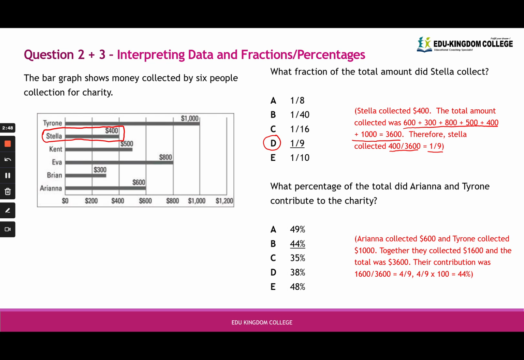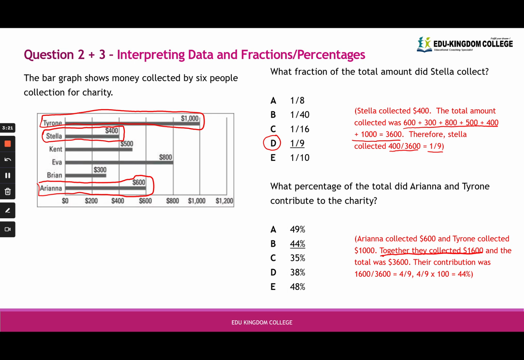Now, in the next question, it says, what percentage of the total did Ariana and Tyrone contribute to the charity? Okay, so we see that Ariana collected $600, right? And Tyrone collected $1,000, right? Okay, so that means in total, they've collected $1,600, right? That's because we just do 600 plus 1,000 for how much they've collected in total.